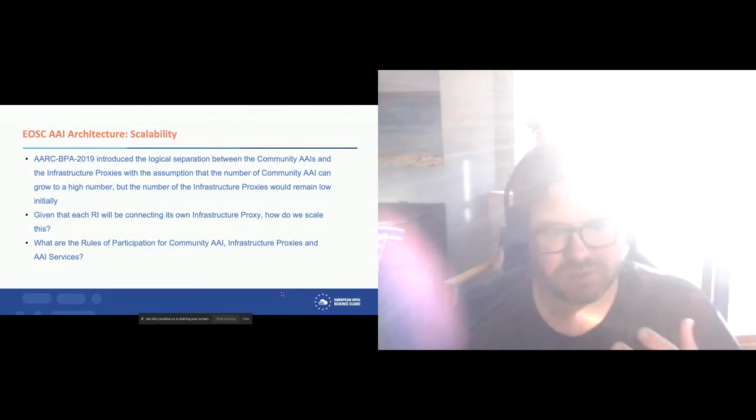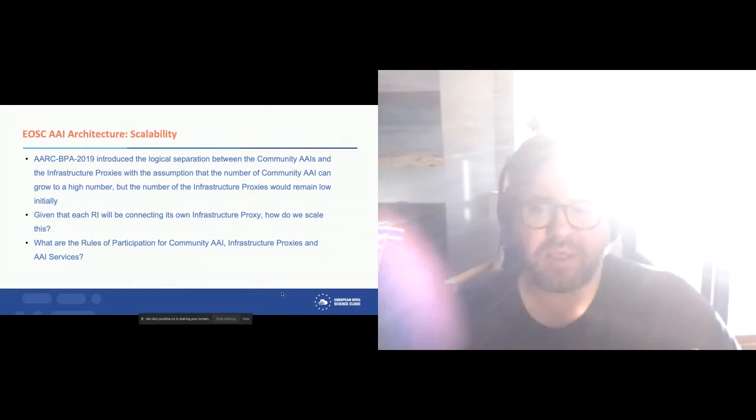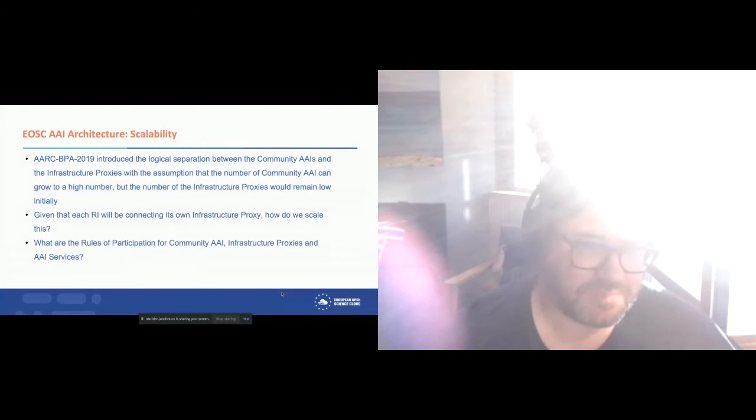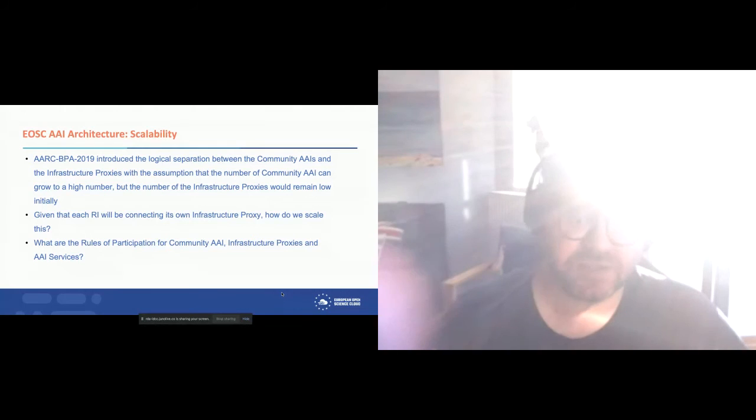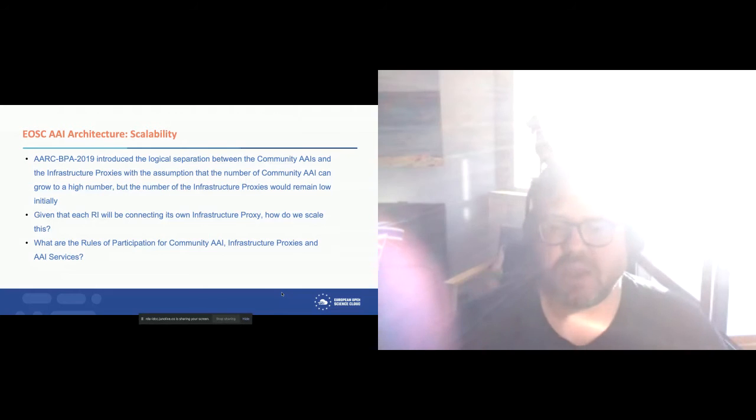And we started to realize that perhaps there are a few aspects that we need to rethink on how we can enable a large number of communities with their own community AAI to connect to a large number of infrastructures in a dynamic and easy manner. And of course, when you have a large number of participants in such a wide infrastructure, what are the rules for being part of this trust network? How can we determine a clear set of rules so that we can make sure that we have trustworthy interaction relationships within this ecosystem?